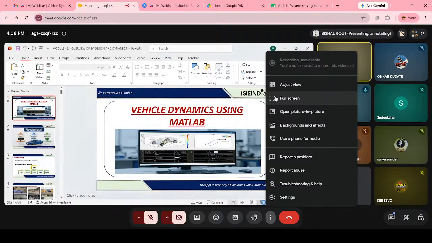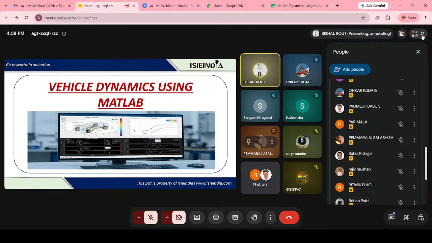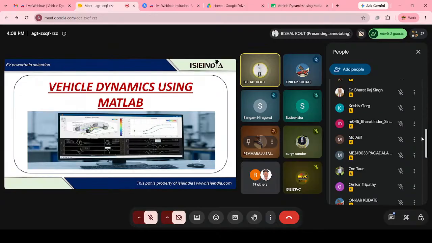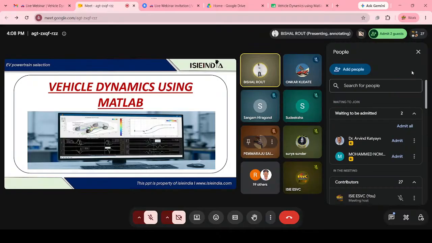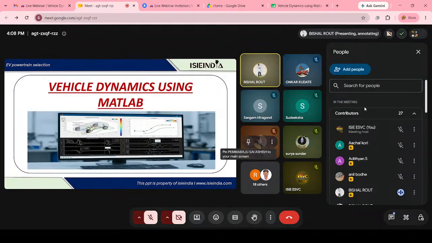Fine. So we'll start. Today's webinar topic is on vehicle dynamics using MATLAB. Basically, in this, we're going to understand what exactly vehicle dynamics is and how we can perform it using MATLAB.